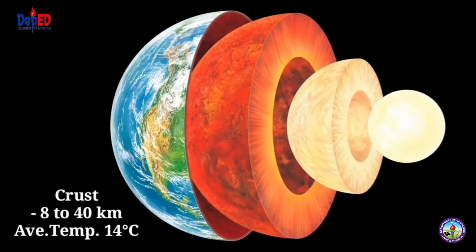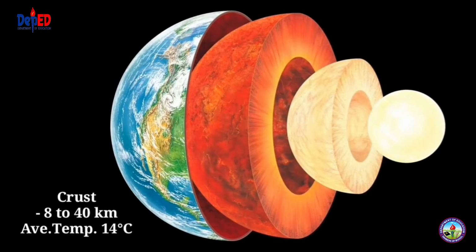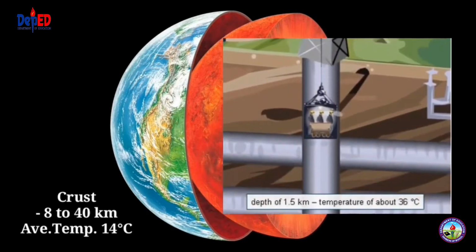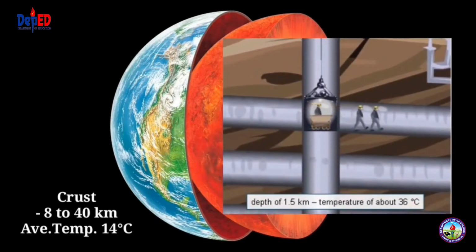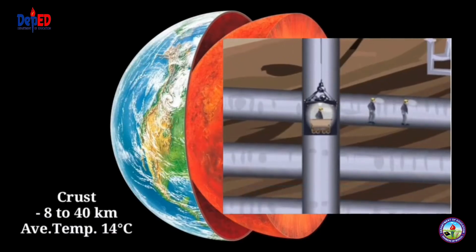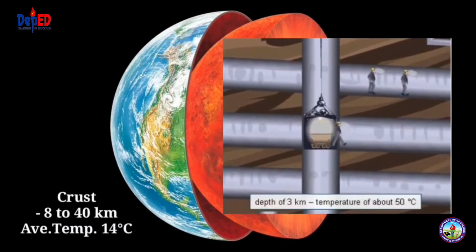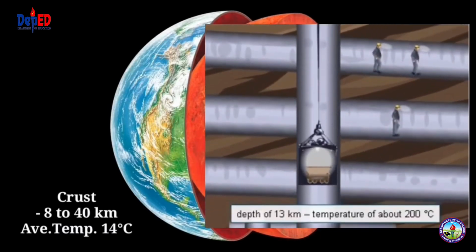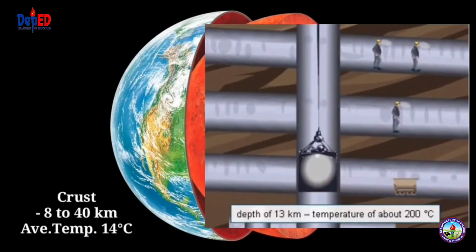The Earth's crust has an average thickness of 8 to 40 kilometers and an average temperature of 14 degrees Celsius. This temperature varies, for example, in a coal mine situated at a depth of 1.5 kilometers, its temperature is about 36 degrees Celsius. In some South African mines, the temperature at a depth of 3 kilometers is about 50 degrees Celsius, and at a depth of 13 kilometers, the temperature is as high as 200 degrees Celsius.